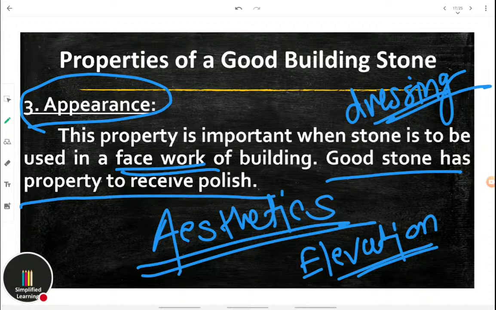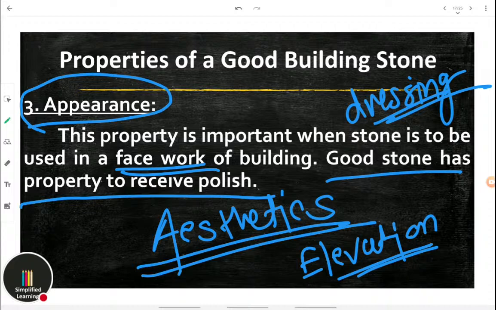See, when we say that a good stone should have a property to receive polish, it is kind of an ambiguous thing. Because when a stone has a property to receive polish, it means it has a kind of weak molecular structure.